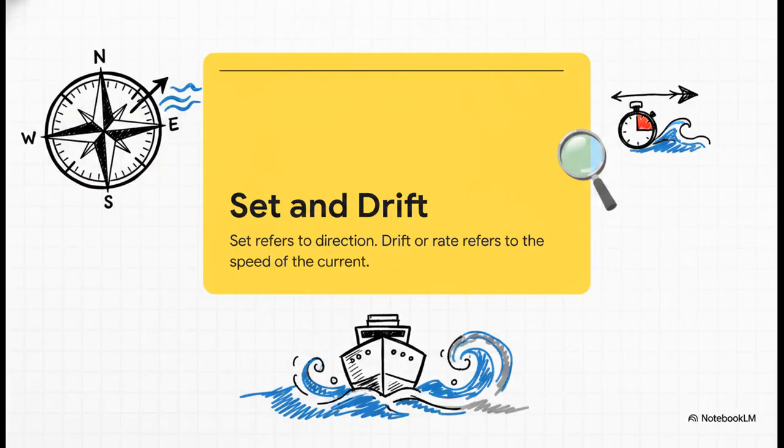Now, before we actually take this theory up to the bridge for a high-stakes scenario, we need to make sure we clearly define the invisible forces at play here. Set is the true compass direction that the current is flowing towards. Simple enough, right? And drift, which you'll sometimes hear called rate, well, that's simply the speed of that current. So if we talk about a 3-knot easterly set, it just means the water itself is moving east at a speed of 3 knots. Make sure you keep these terms in your back pocket, because we're about to see how they totally mess with collision avoidance.